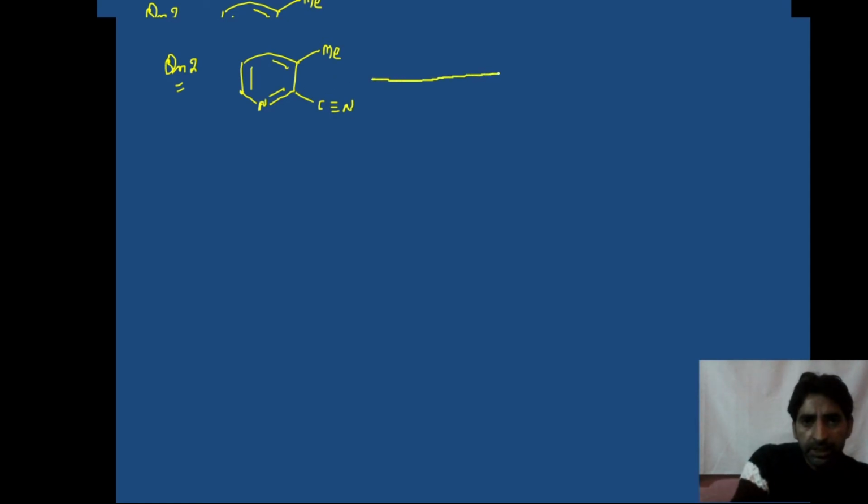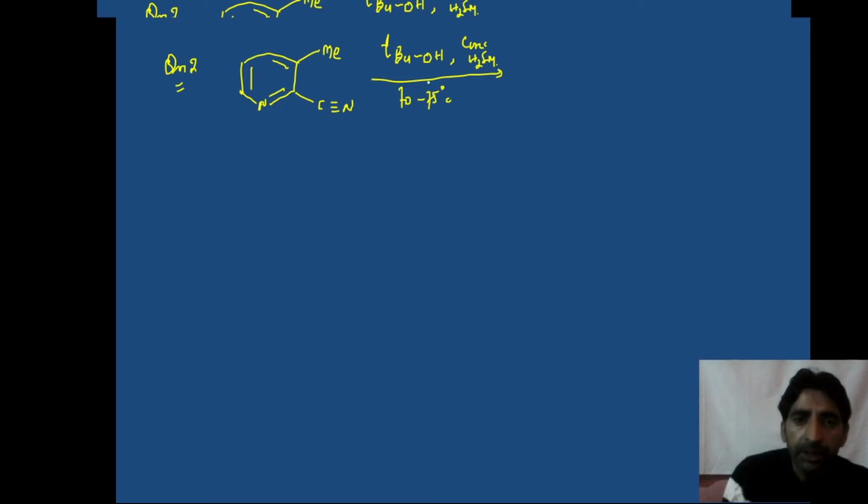Now the reagents given in this reaction are tertiary butyl alcohol, this is our tertiary butanol, and concentrated H2SO4. And what is given? Heat is given in this reaction, 70 to 75 degrees centigrade. Now what will happen in this reaction? First we have to take this tertiary butanol.